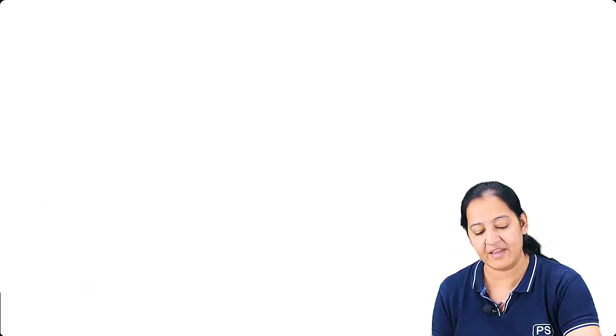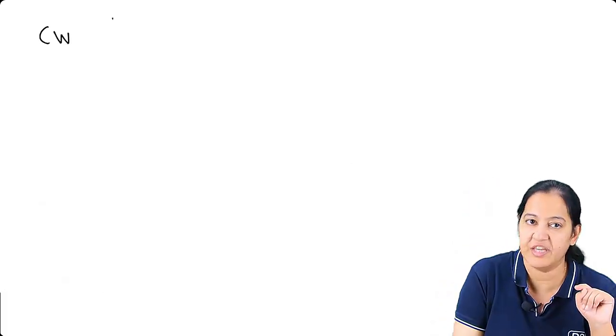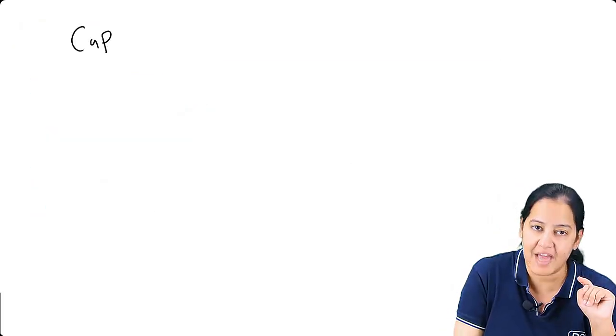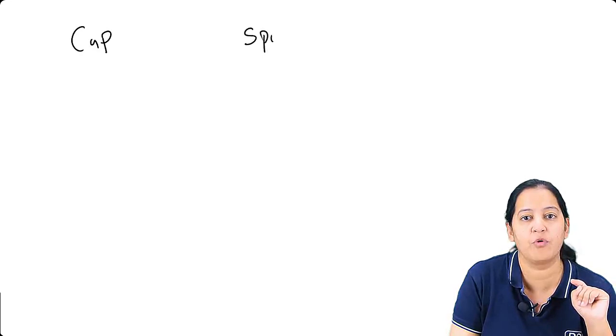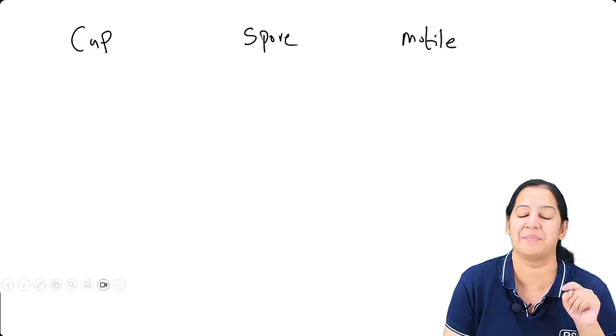Let me revise. From the beginning, this chapter we have completed. We have seen what is cell wall. Okay, let's leave the cell wall. You tell me how many bacteria are capsulated, how many are spore forming, and how many are motile. I told you the mnemonic of all of them. First, tell me the number.